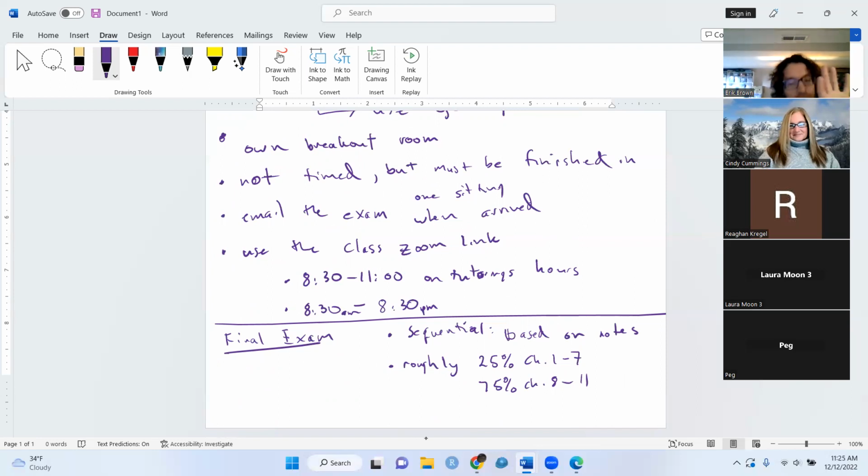So that's just a heads up that the majority of this exam is chapters 8 through 11. In terms of length, I'm going to try to keep it 10 pages long, meaning 1 page longer than the midterm. If you recall, the midterm was 9 pages. That would make this 10 pages. I expect it to be completed in a class period's worth of time. I expect that's what would happen.